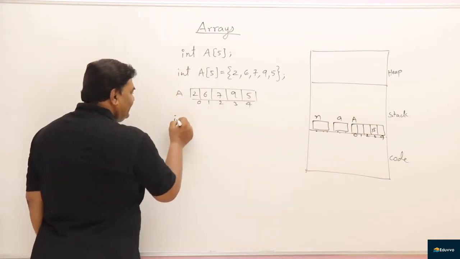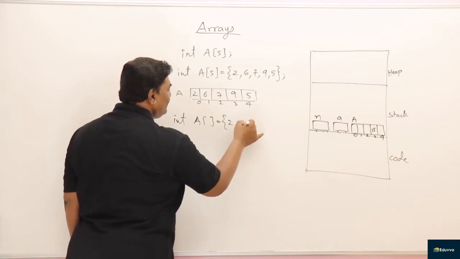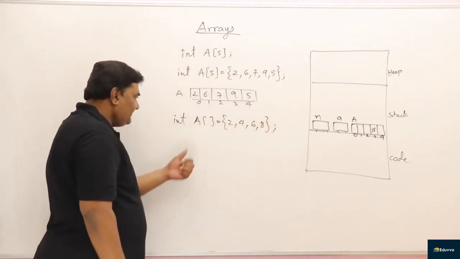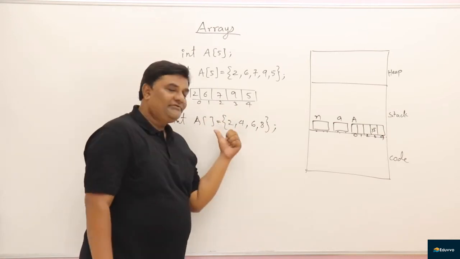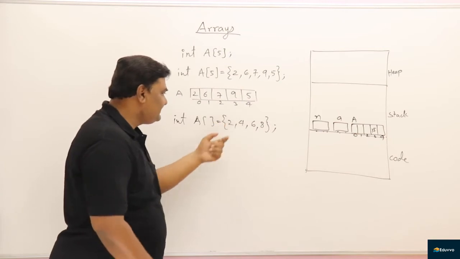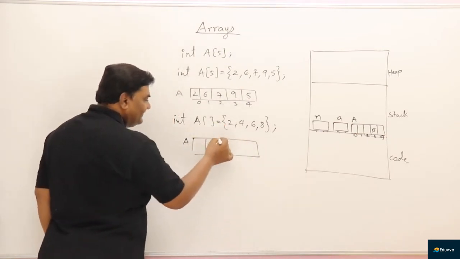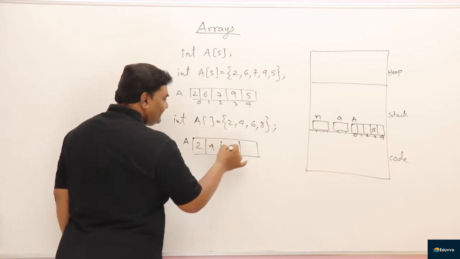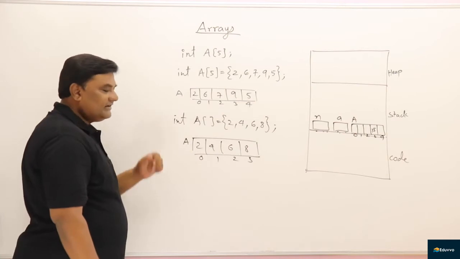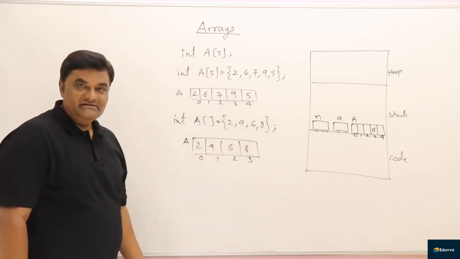Now instead of this, I can also say A equals 2, 4, 6, 8. Here you can see I have not mentioned the size. Then the size of the array is decided depending on the elements I am initializing. So I am initializing 4 elements, so the array that will be created will be for 4 elements, with indices 0, 1, 2, 3. So this is how the array is created. The size of an array is decided depending on the number of elements assigned to it.